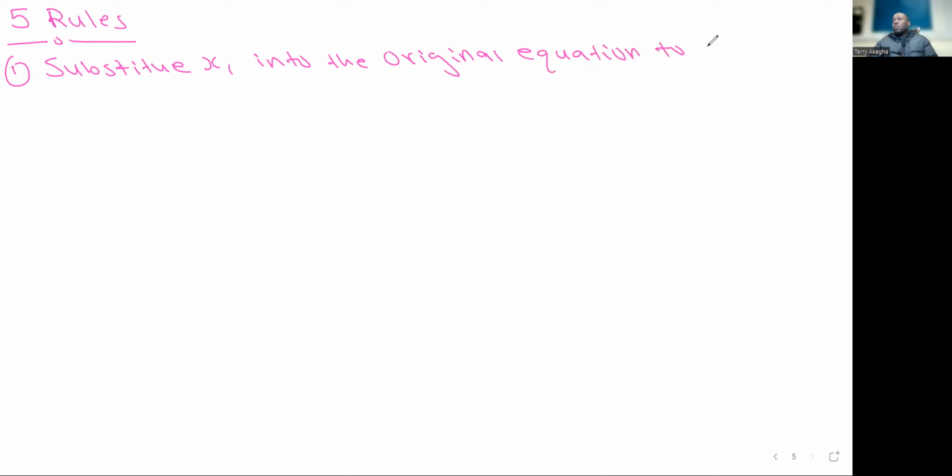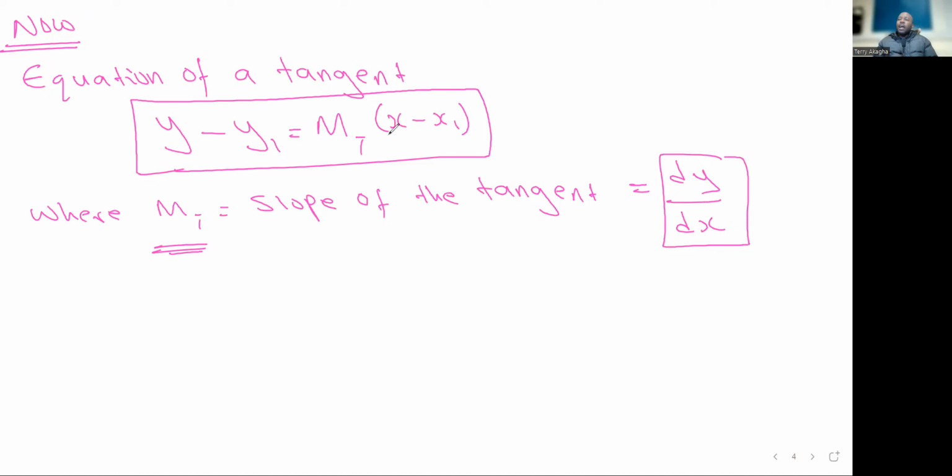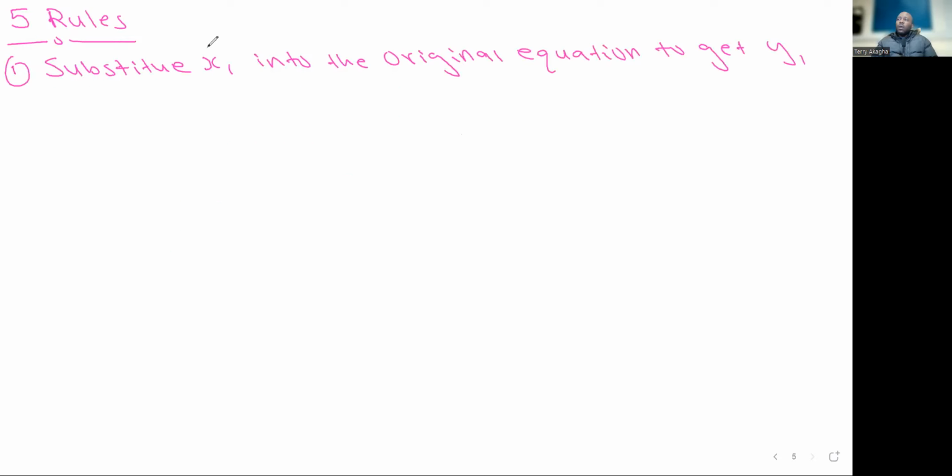To get what? y1. So you can see from the slope of the tangent, we have x1 and we have y1. So how do you get the y1? The original equation, you substitute x1 to give you the y1. Hence, after you're done with that, you'll be having the coordinates, the x1 and the y1. So basically, the essence of step 1 is that you need to find the x1 and the y1.